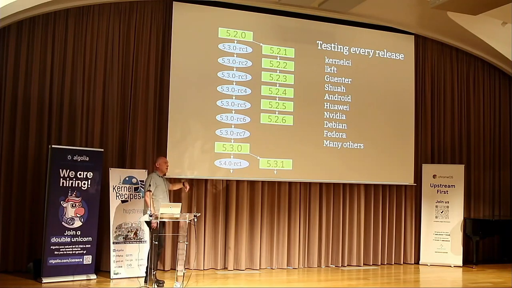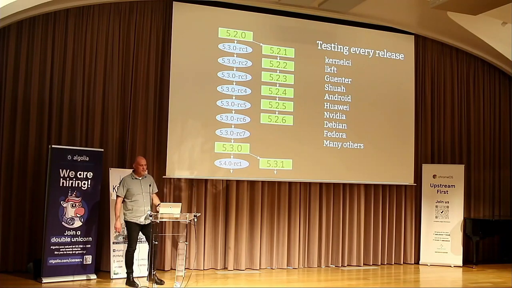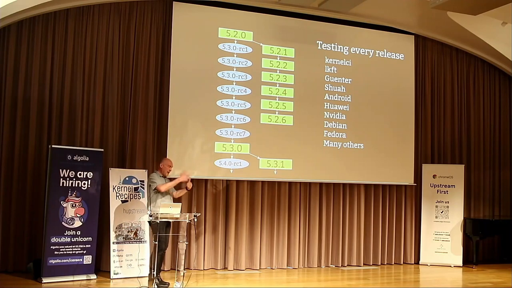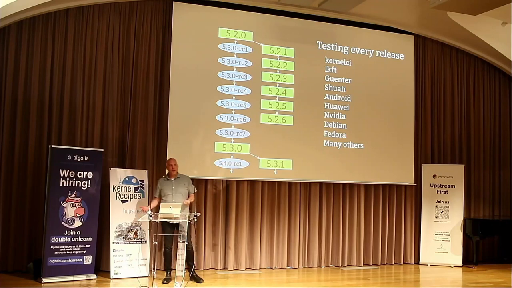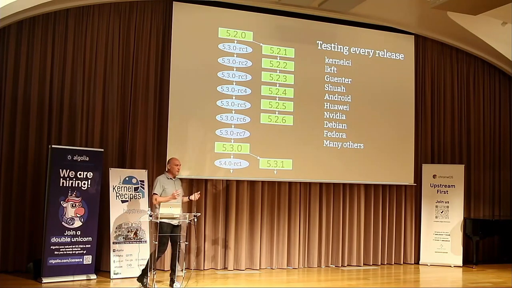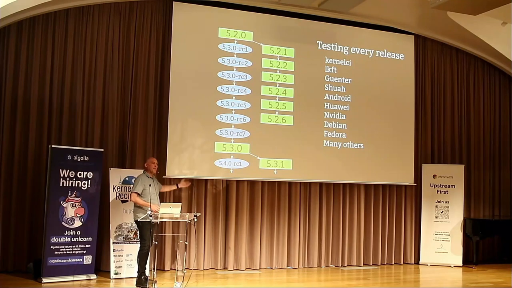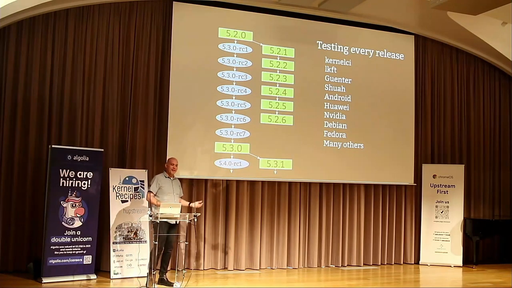So the goal is to find as many bugs as we can, fix them, because we're all stupid. We all write bugs. All the core people write bugs, because we're human. Let's find them, fix it, move on, and not blame anybody. Because we're all foolish. Again, I wrote a great RHEL security hole.